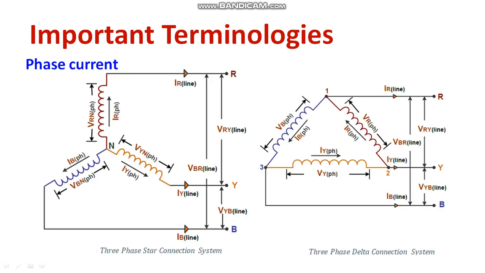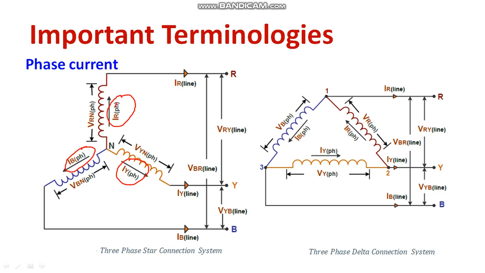See, current flowing through the load or winding. For example, for this winding, IR phase is flowing through this particular winding. IB phase is flowing through this particular winding. IY phase is flowing through this particular winding. These are called phase currents.